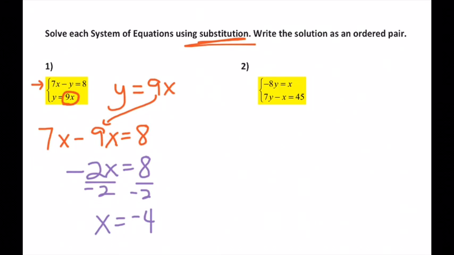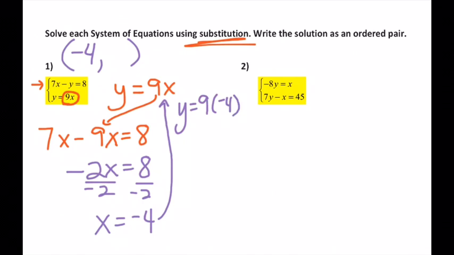Well, the last part, since I'm trying to solve a system, I found the x coordinate, but I need to find the y. So what I do is I take the x equals -4. Since x is the same thing, I can put it right there. y is equal to 9 times -4. 9 times -4 is -36. This is the solution to the system, and I did that without graphing.